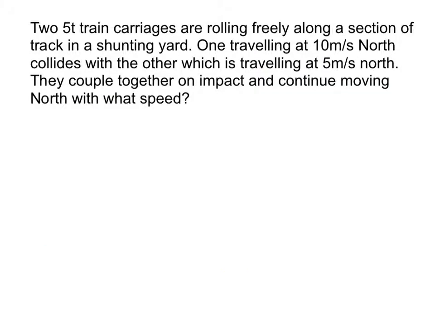Okay, in the next of these questions that we'll look at, we have two 5-tonne train carriages rolling freely along a section of track in a shunting yard. One travelling at 10 metres per second north collides with another which is travelling at 5 metres per second north. They couple together on impact and continue moving north at what speed?